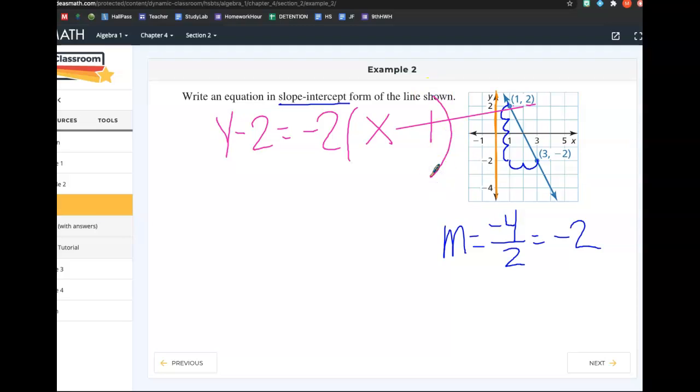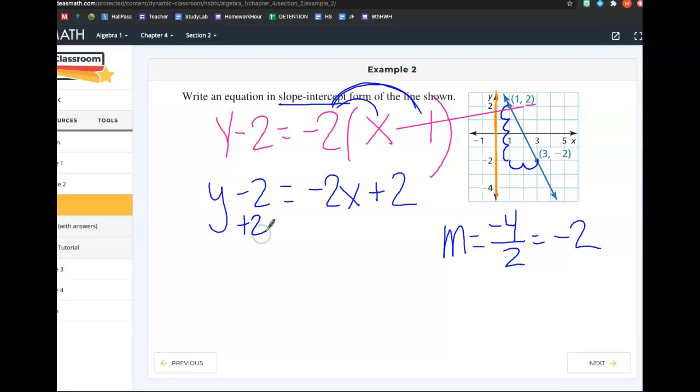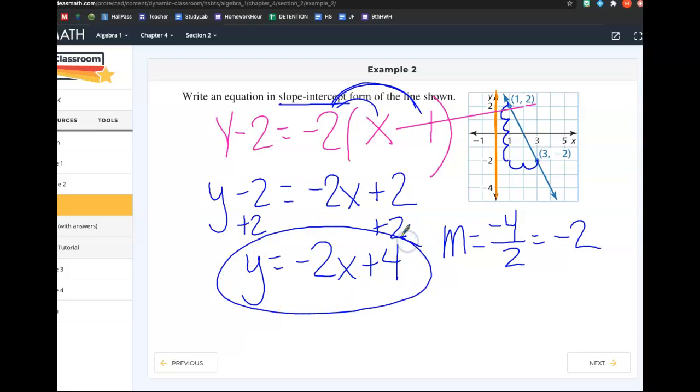That's in point-slope form. Now I need it in slope-intercept form. In order to get it into slope-intercept form, we always have to get y by itself. So first I need to distribute my negative 2. So negative 2x, and then distribute it there, so it would become plus 2 equals y minus 2. Okay? Now, I still need to get y by itself, so I have a minus 2, so I'm going to add 2 to make a 0 pair. So y equals negative 2x plus 4. That is in slope-intercept form.